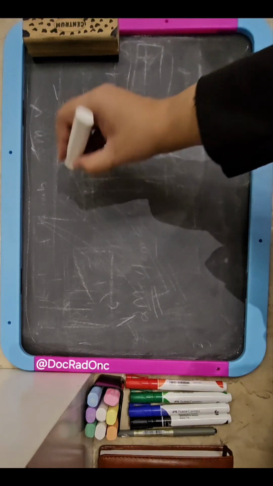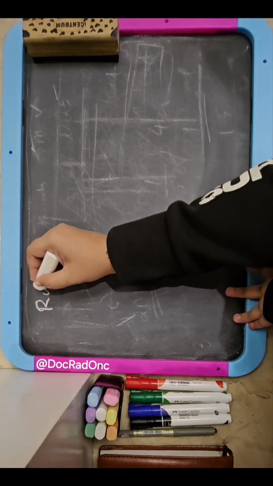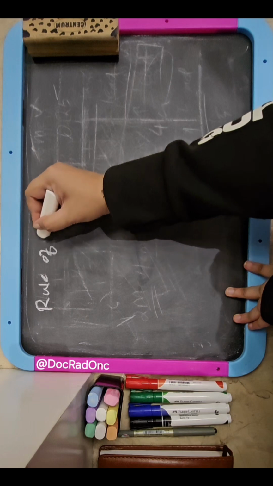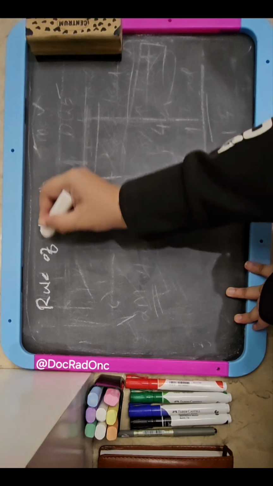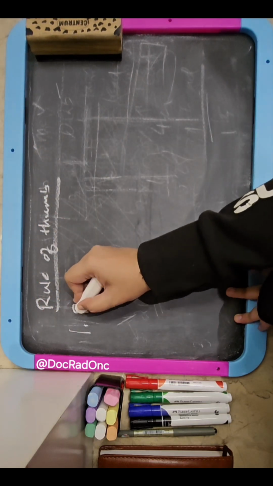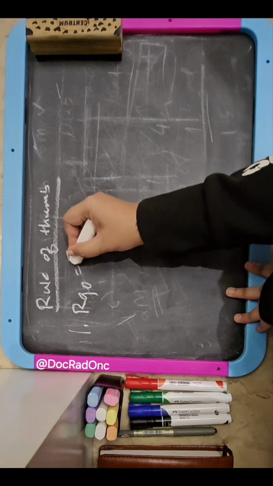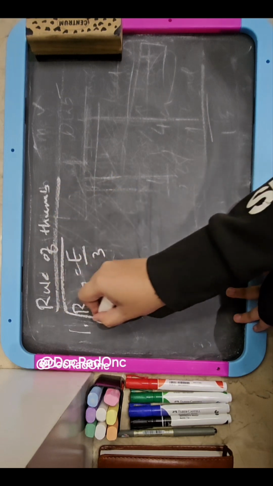Hello, today I'll be talking about a few rules of thumb for electron beam therapy. So the first one is R90, the range, which is E by 3. E is the energy of the electrons.